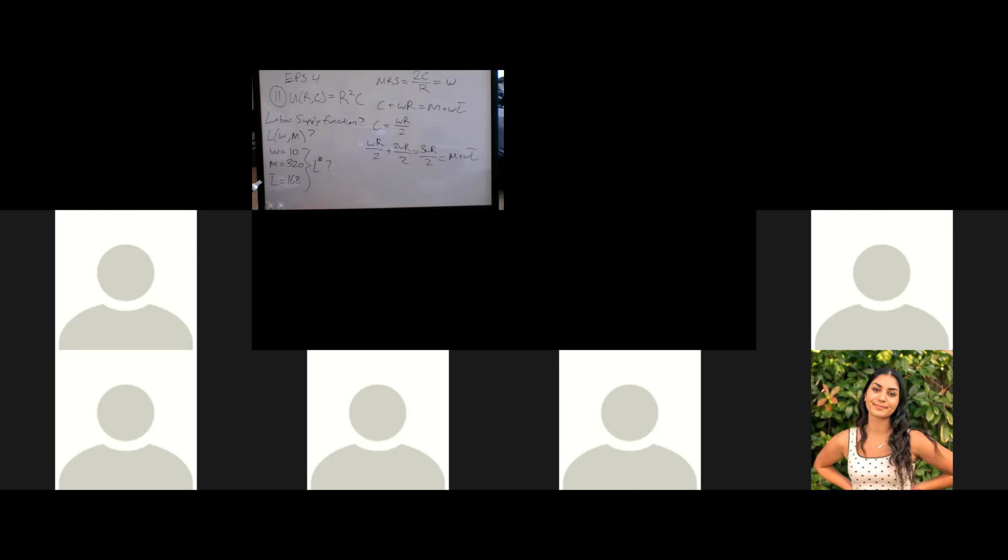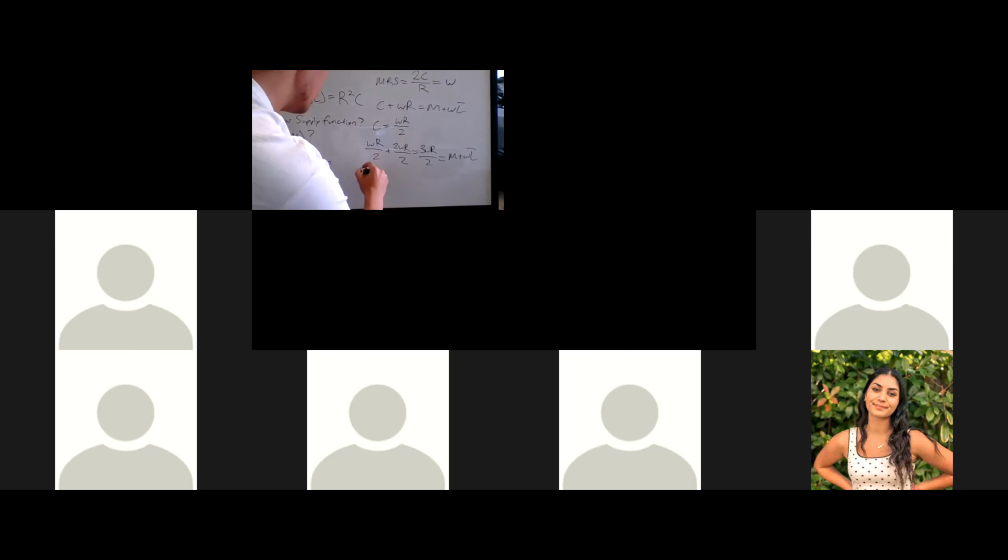Could you replace R with... isn't L bar equal to L plus R? So can we replace R with that equation? So are you suggesting substituting R with L bar minus L? Mm-hmm. Okay, yeah, so let's give that a try.